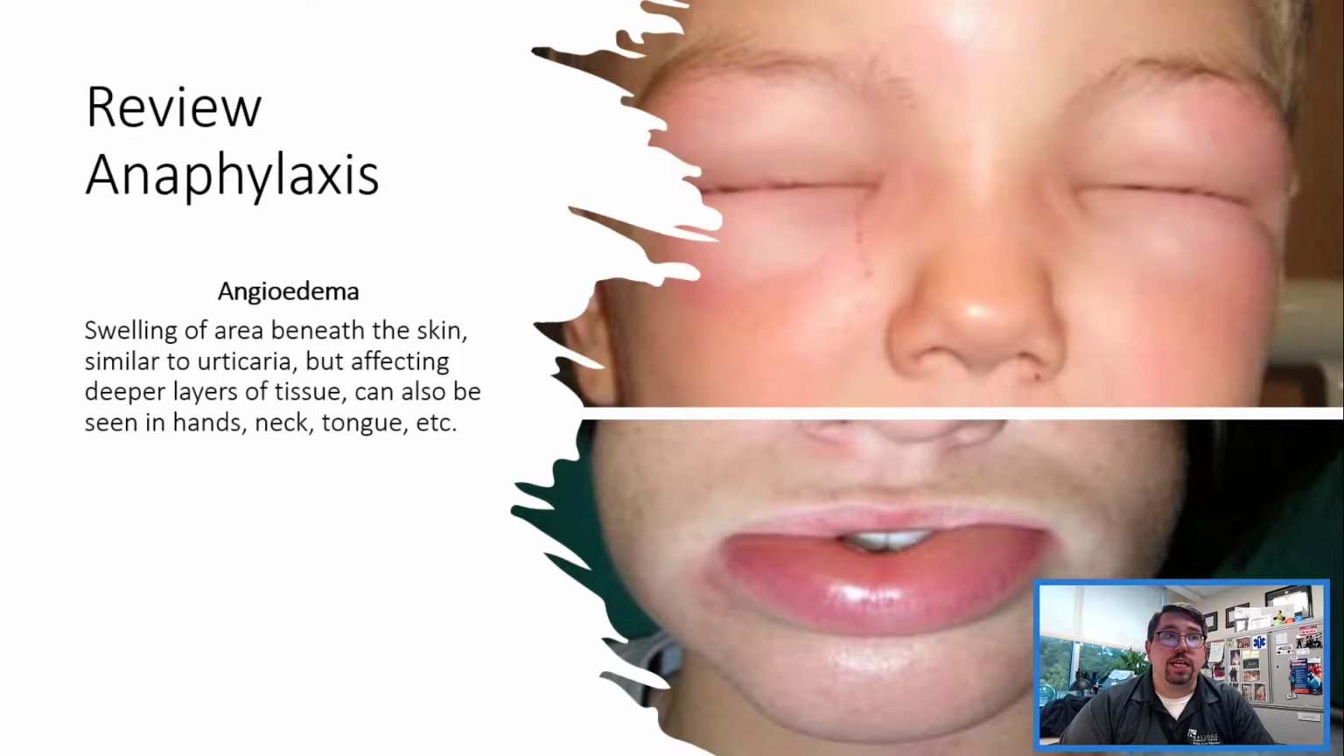We can also see things like angioedema. These include swelling of the area beneath the skin, similar to that of urticaria, but affecting deeper layers of tissue. It also can be seen in areas such as the hands, neck, and tongue. Here in this image, you can see a pediatric patient with edema to his face, including his eyes and lips.